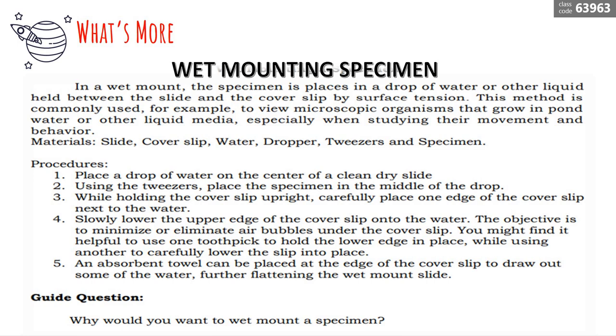While holding the cover slip upright, carefully place one edge of the cover slip next to the water. Slowly lower the upper edge of the cover slip onto the water. The objective is to minimize or eliminate air bubbles under the cover slip. You might find it helpful to use one toothpick to hold the lower edge in place while using another to carefully lower the slip into place. An absorbent towel can be placed at the edge of the cover slip to draw out some of the water, further flattening the wet mount slide.